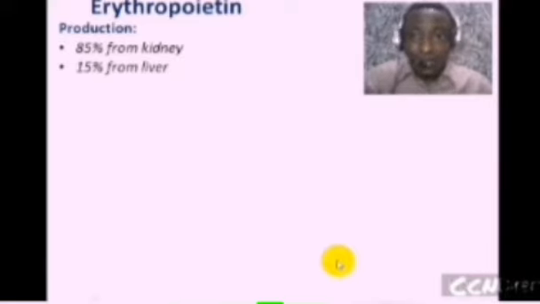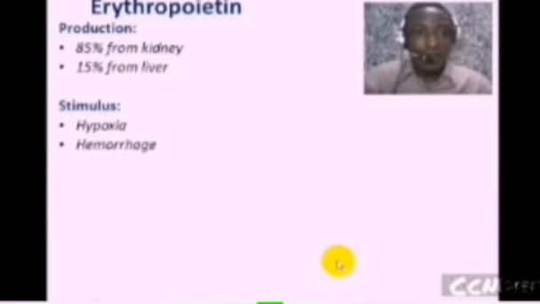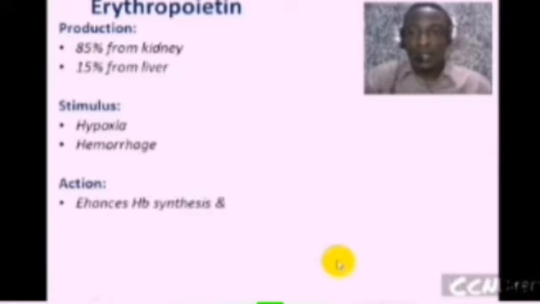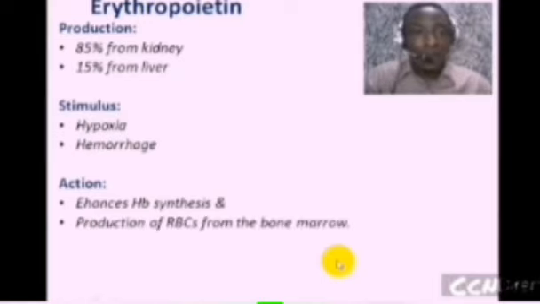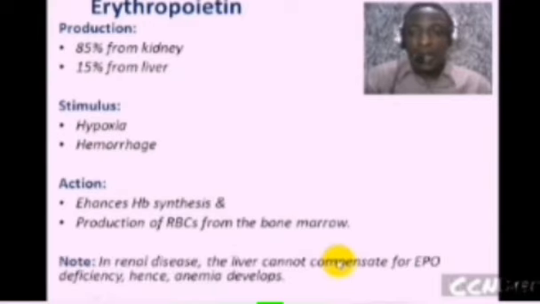Okay, so the kidney produces 85% of erythropoietin, and only 15% is produced by the liver. Hypoxia is known to be the primary stimulus for erythropoietin secretion, followed by hemorrhage, excessive bleeding or loss of blood, which stimulates the kidneys to secrete EPO, that is erythropoietin. Functions of erythropoietin: it enhances hemoglobin synthesis. It also produces red blood cells from the bone marrow. Note that in renal disease, the liver cannot compensate for EPO deficiency, hence anemia develops.